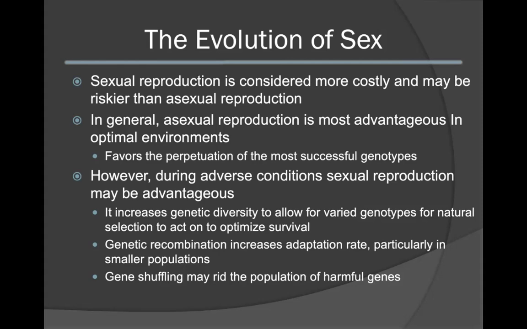This is because sexual reproduction can increase genetic diversity. This allows for varied genotypes for natural selection to act upon. This will then optimize the survival of the species. In addition, genetic recombination typically increases adaptation rates. This is particularly evident in smaller populations. Gene shuffling can also rid the population of any harmful genes that are present. Thus, there are many advantages to both asexual as well as sexual reproductive pathways.